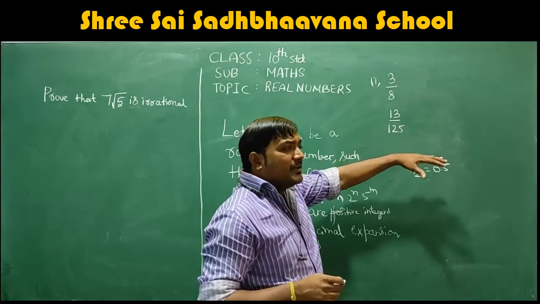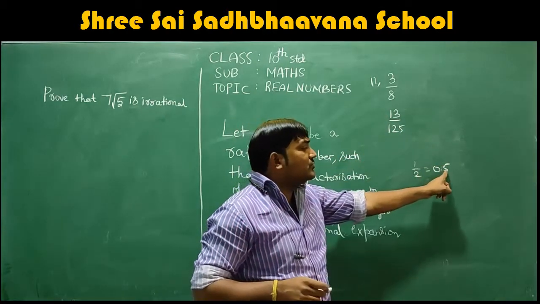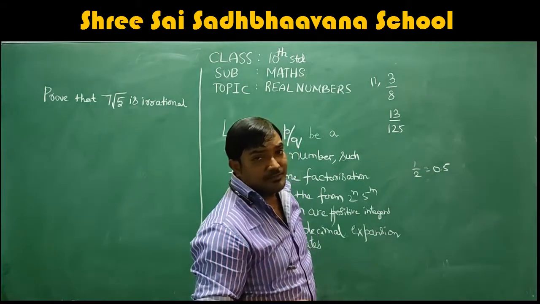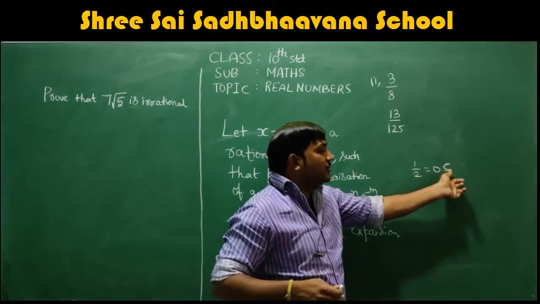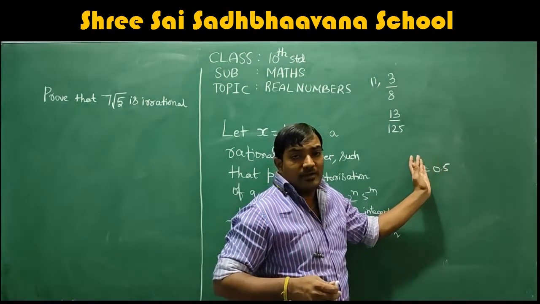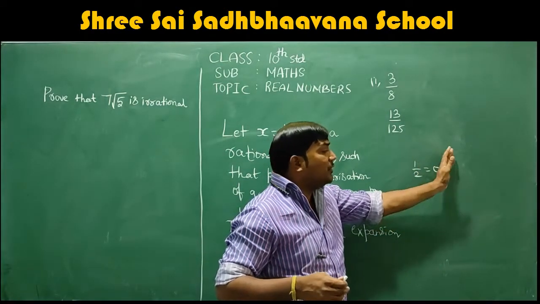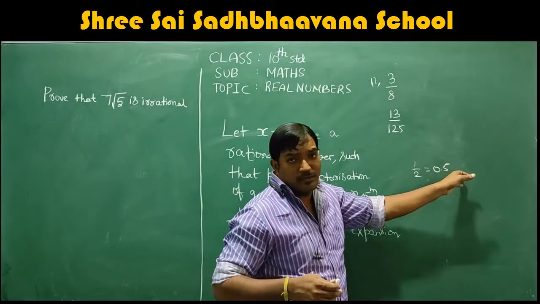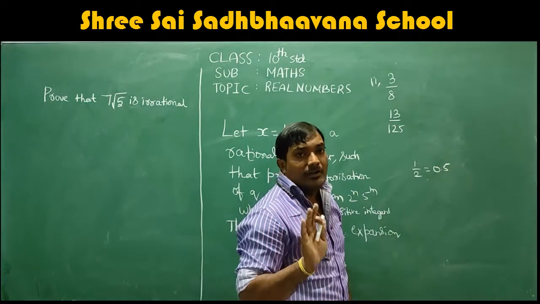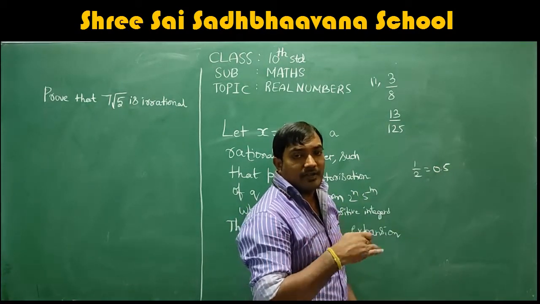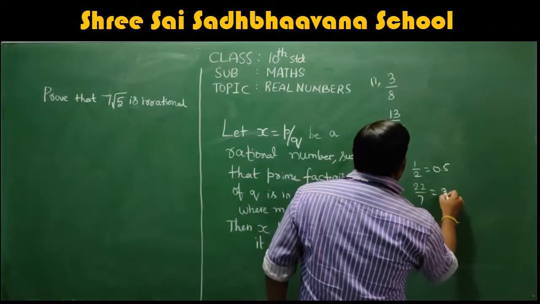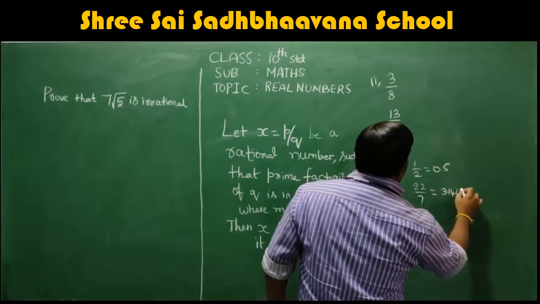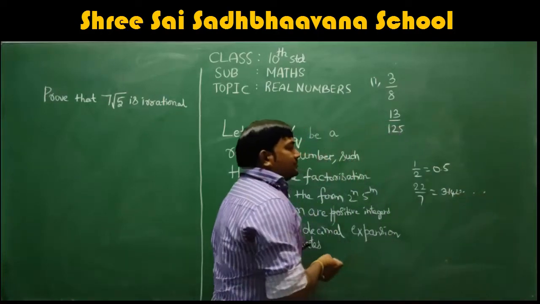What do you mean by terminating decimal expansion? The expansion which will never continue. It is like 0.5, it stops. It is not possible to divide further or get a quotient once again. Correct? 0.5 is the final answer for this. We cannot divide further.